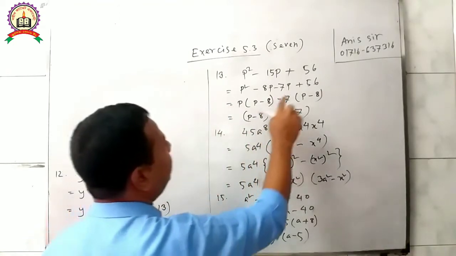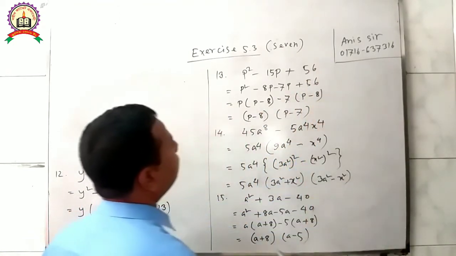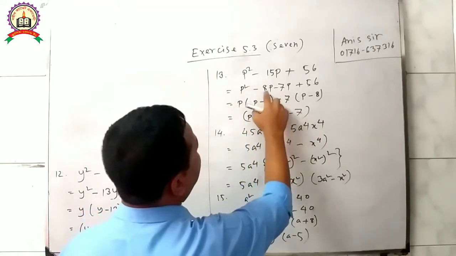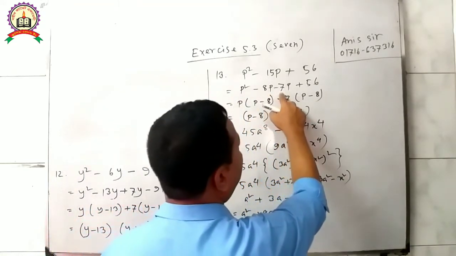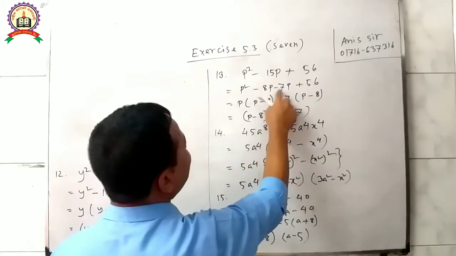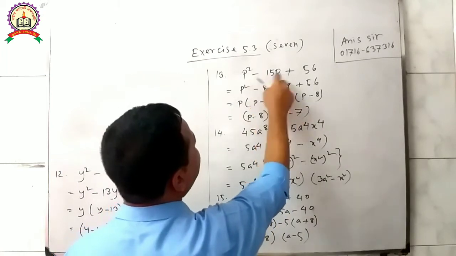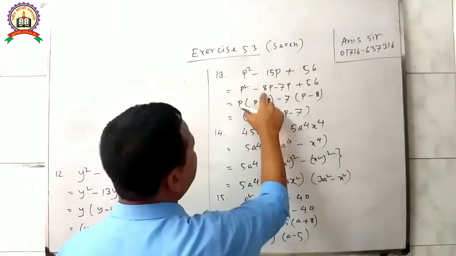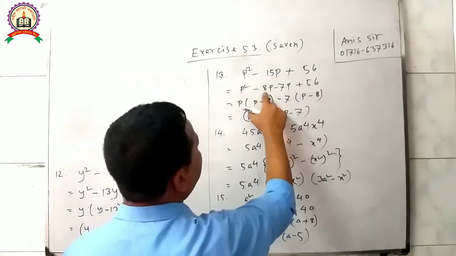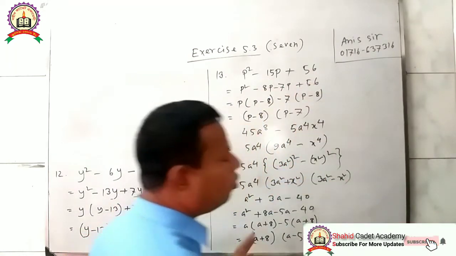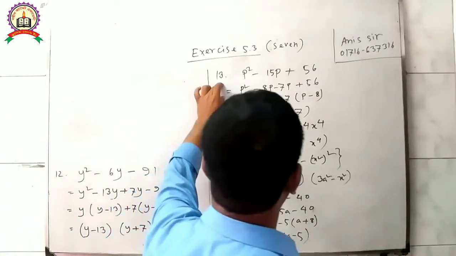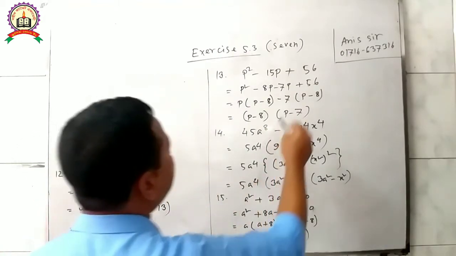If we multiply, then we get 56. So p square minus 8p minus 7p. 8 into 7 equal to 56, and minus 8 minus 7 equal to minus 15. So the condition is fulfilled, and this is right.